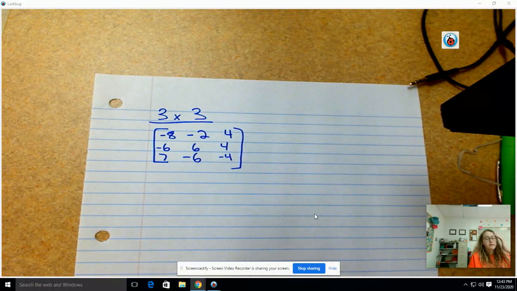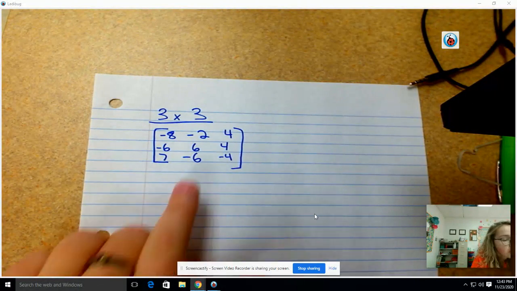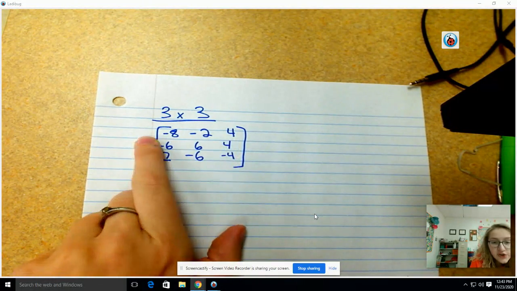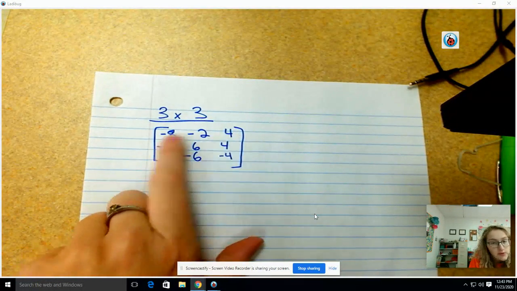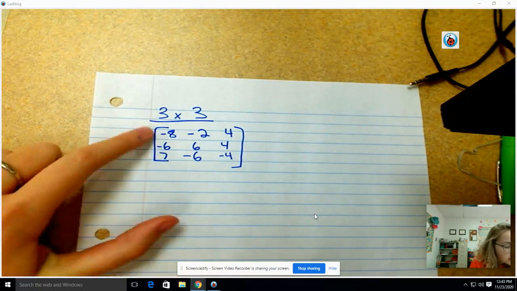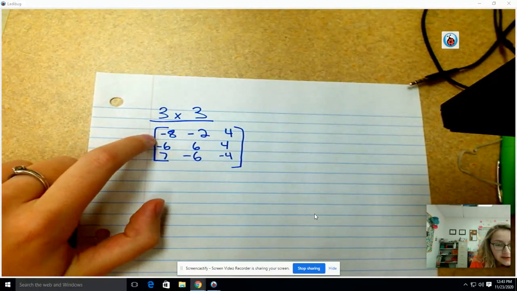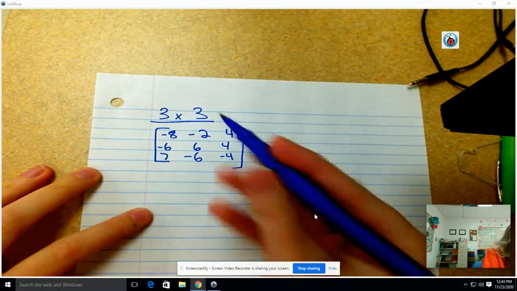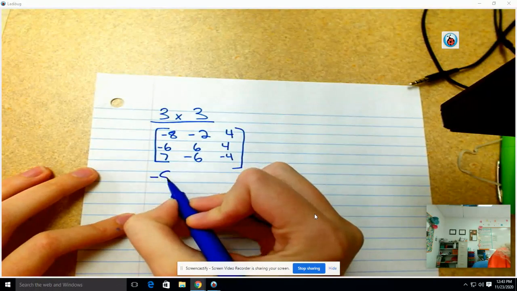When we are given the 3 by 3, the rule's a little bit trickier, so please pay attention to what I am saying. You're going to focus on the numbers that are in your first row. These are the most important numbers. If you're going to start with your first number in your first row, first column, you're going to go ahead and pull that out. So I have -8.